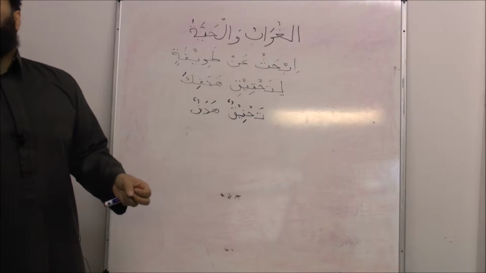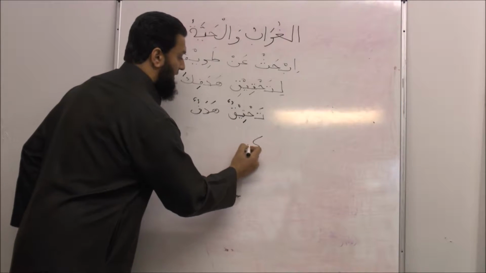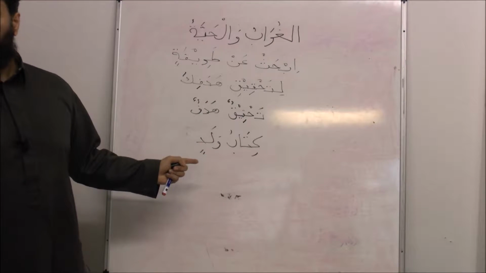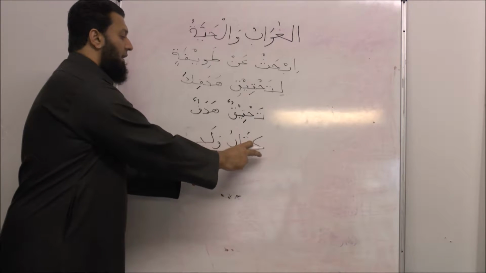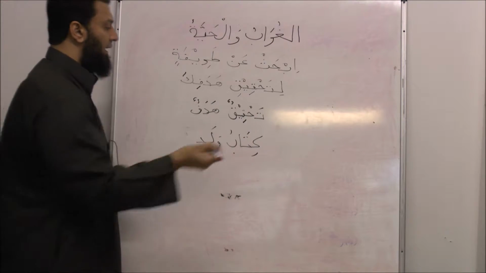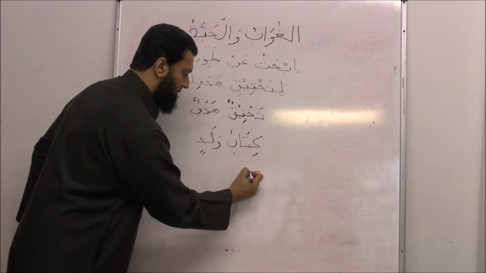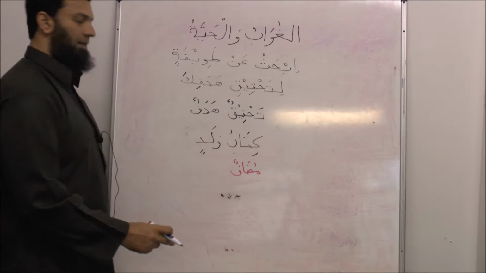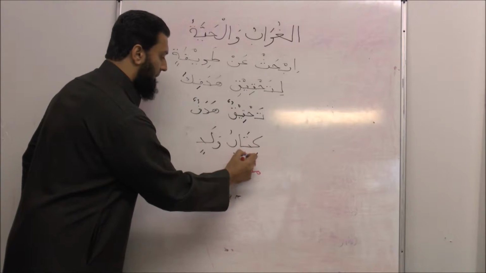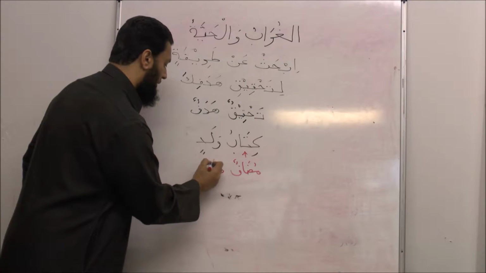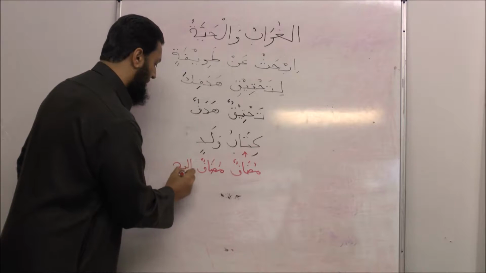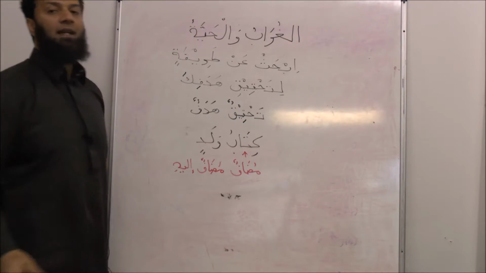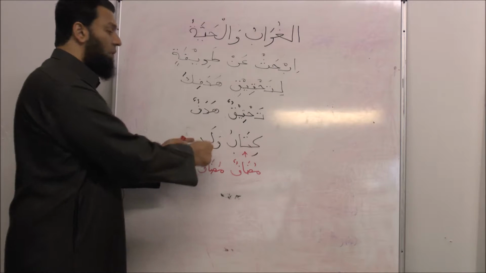Now, we've usually spoken about an Idaafah in the context of, for example, Kitabu Waladin. And remember the Kitabun bit, that's called the Mudafun. Annexed, attached. That's what Mudafun means. And the Mudafun Ilayhi means attached to. The thing that's been attached is كِتَابُ. The thing it's been attached to is وَلَدٍ.